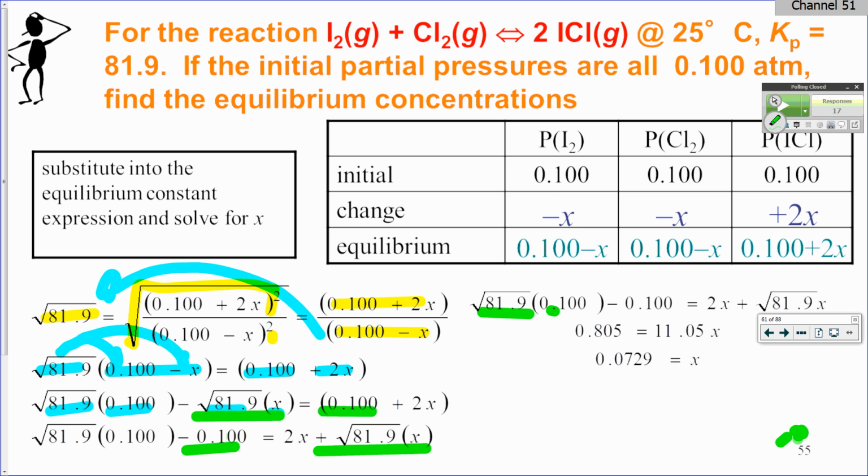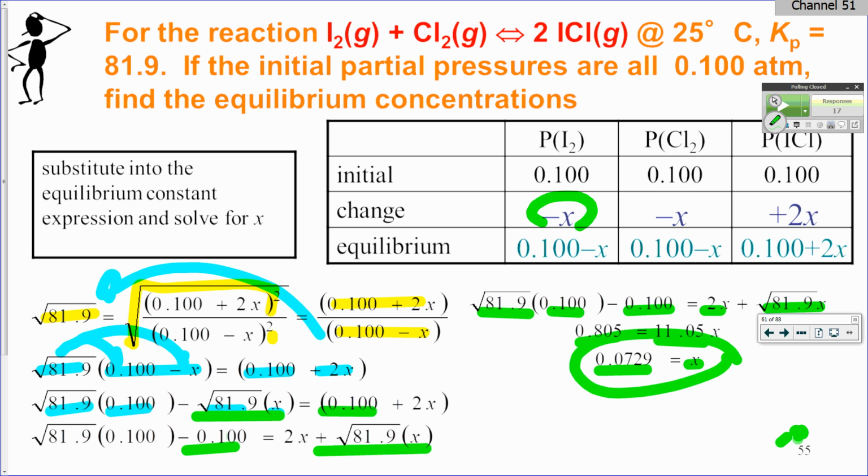and that's 0.805. And I've got 2x plus 8.19 times x, which is just a hair over 9. So that's 9.05 plus 2 is 11.05x. Solve for x. X is 0.0729. Okay? Didn't even have to do a quadratic equation. But now I know what x is.